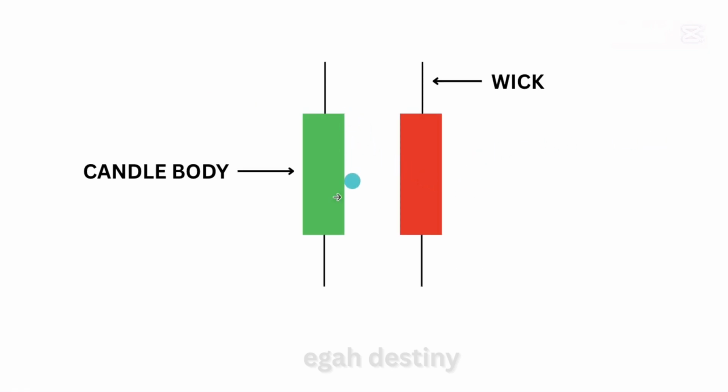This is a candlestick. We understand that the candlestick has two parts, the candle body and the candle wick. For a bullish candlestick, price opens at the bottom and closes at the top. Then for a bearish candlestick, we notice that price opens at the top and closes at the bottom.